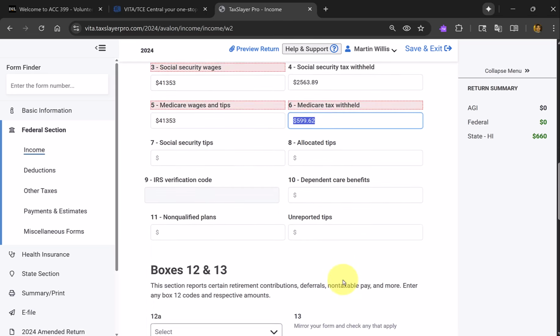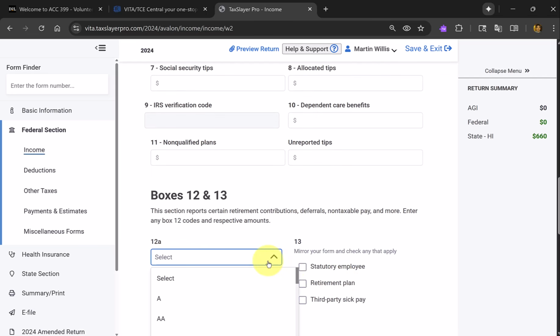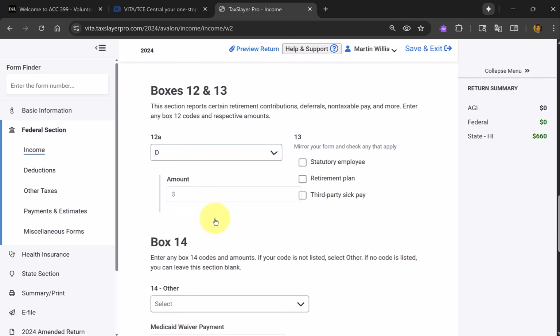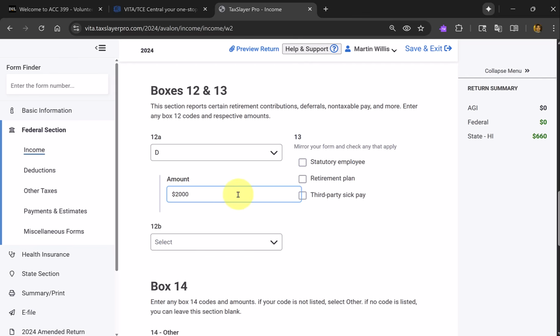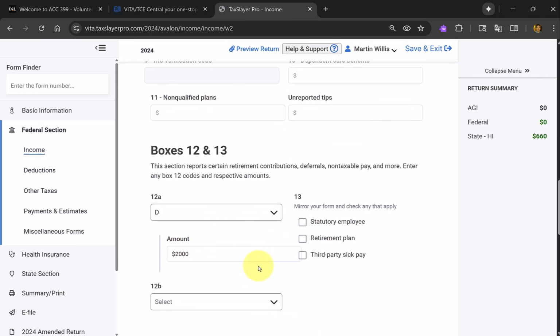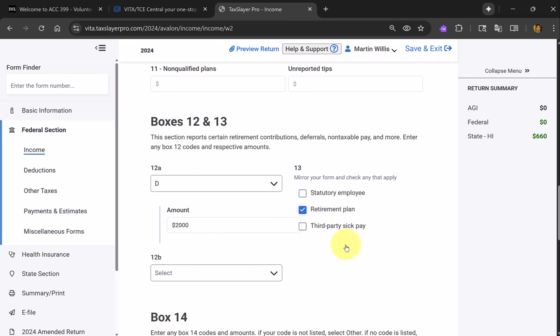I see in box 12A a retirement withholding labeled D, and the amount is $2,000. That's probably accounting for the difference you see up here between the gross taxable wages that are reduced from the Medicare and Social Security wages. Yeah, this 2000 here. Also in box 13, I see that he's participating in his employer retirement plan.